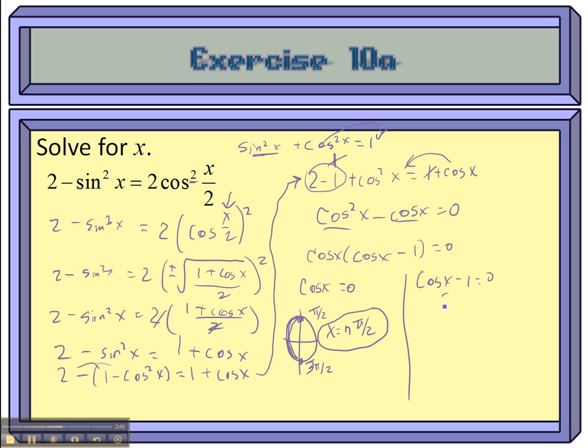The second half, cosine x equals 1. Where's cosine equal to 1? Right here at 0, or come back around at 2 pi, or come back around at 4 pi, etc. So this is just multiples of 2 pi. So x is equal to 2 n pi. So there's all the solutions total.